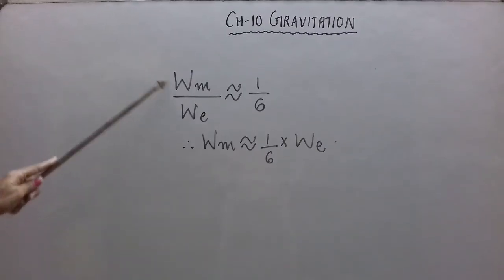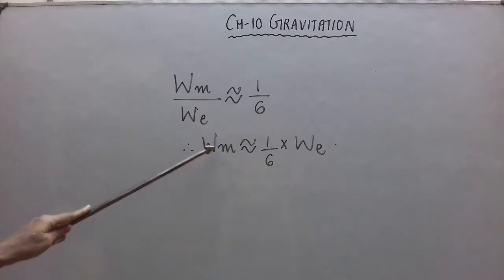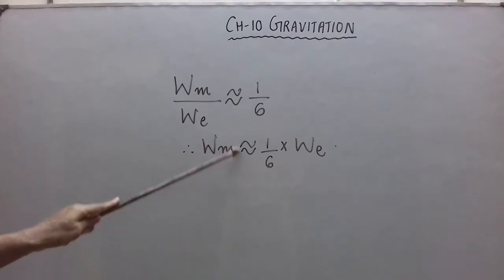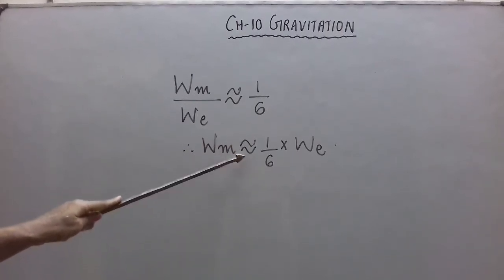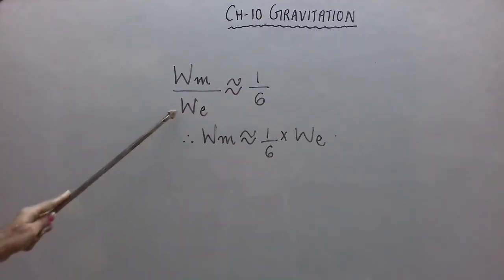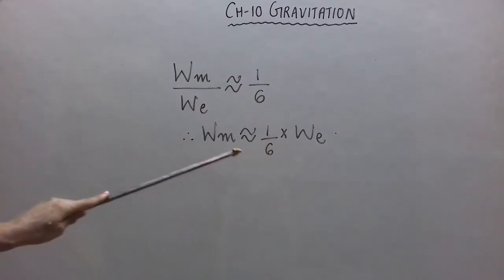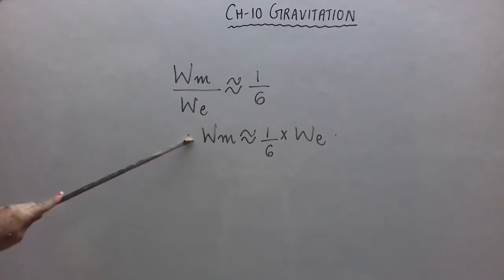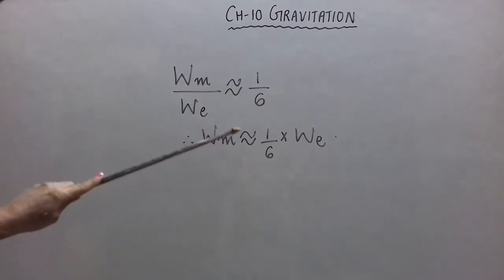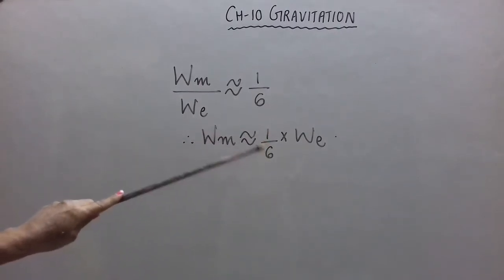So from this we get that weight of a body on moon is approximately equal to, this is the sign for approximately equal, 1 by 6 into weight of a body on earth. So remember, weight of a body on moon is always 1 by 6 times weight of a body on earth.